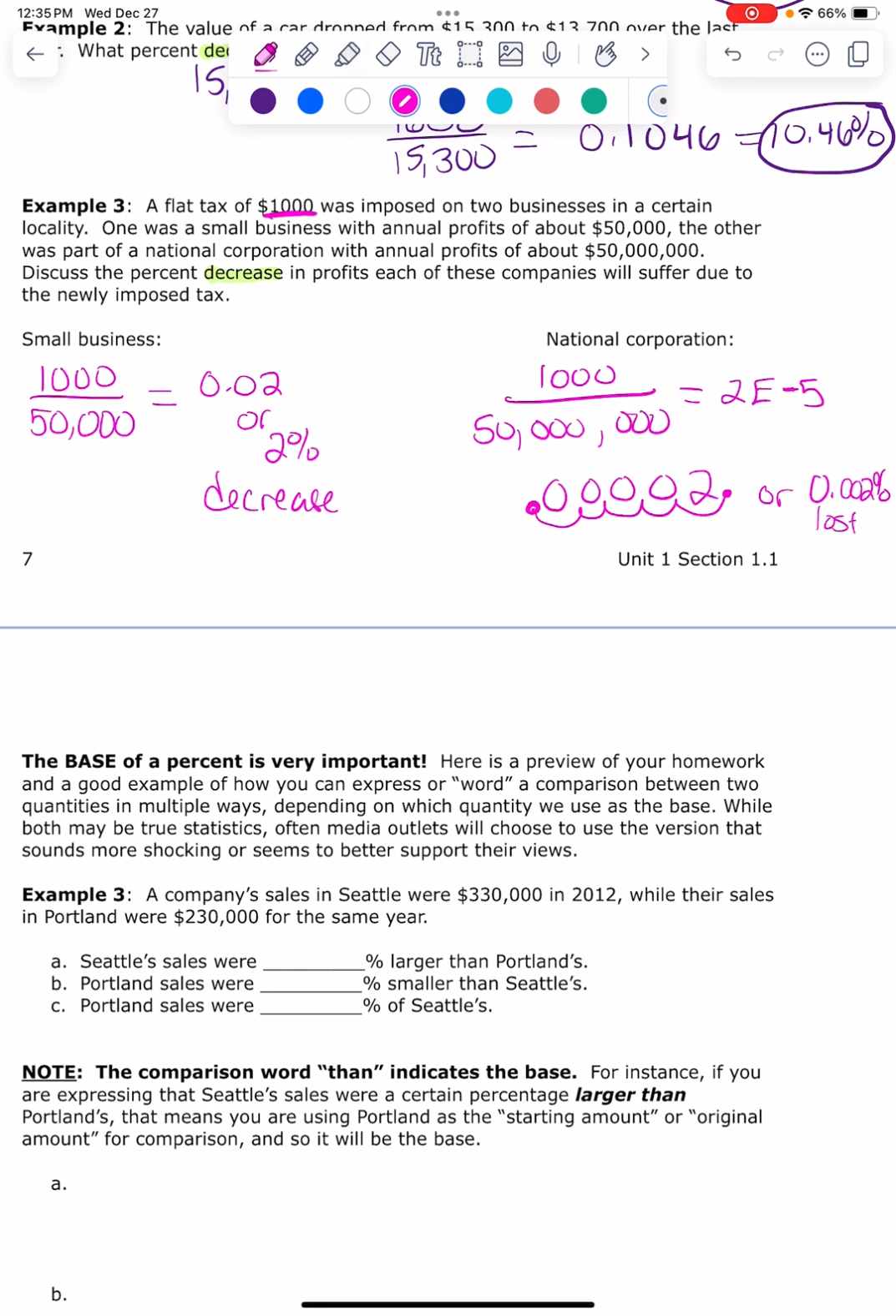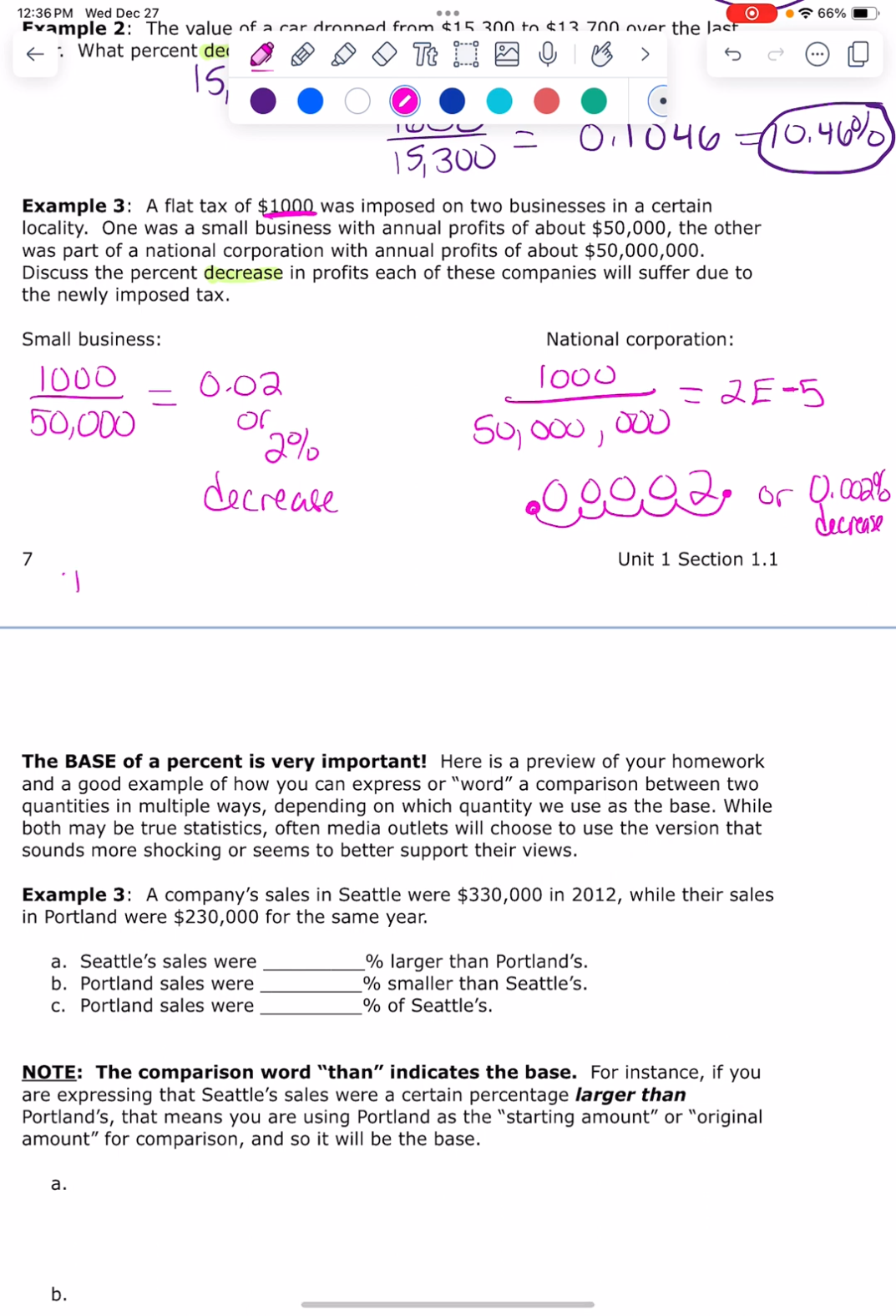Or no, not loss, decrease. Yeah, I'll use the same verbiage. So the big corporation only had 0.002% loss compared to a 2% loss. That is a huge amount. The small business is affected 1,000 times more than the national corporation by this.